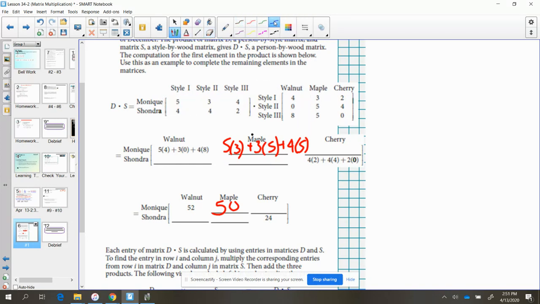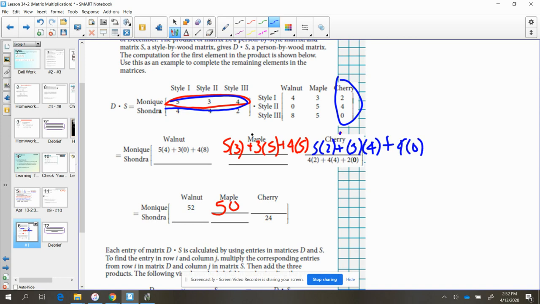If we do the next piece then, if we want the cherry for Monique, this is row 1, column 3, so we would take row 1 and then column 3 here. Okay, so row 1 and column 3. So 5 times 2, entry 1 and entry 1, plus 3 times 4, plus 4 times 0. So 10 plus 12 plus 0 is a total of 22. So hopefully you're starting to see a little bit of the pattern here.